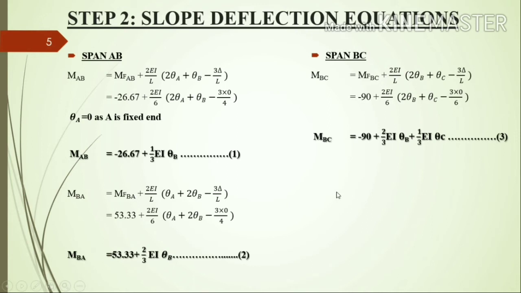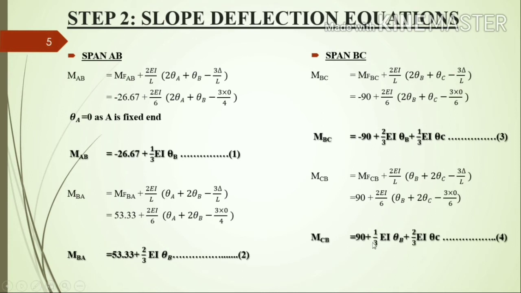Then our next member CB. So MCB is equal to M of CB plus 2 EI by L into theta B plus 2 theta C minus 3 delta by L. Again substitute all the values. M of CB is 90. So MCB is equal to 90 plus 2 EI by 6 into theta B plus 2 theta C minus value of delta equal to 0. Then theta C is also not equal to 0, hence the equation is reduced to MCB is equal to 90 plus 1 by 3 EI theta B plus 2 by 3 EI theta C. This is our equation 4.